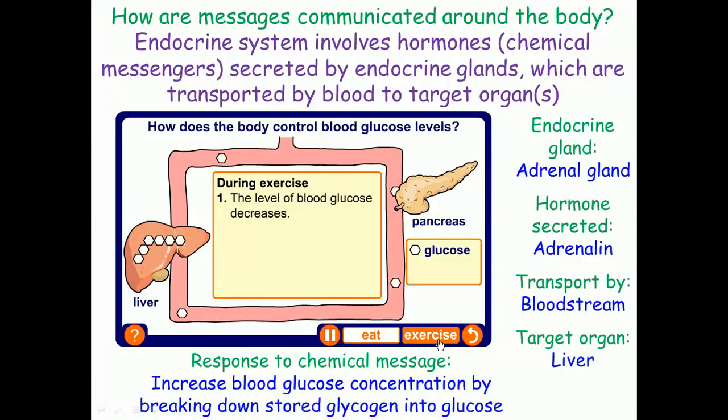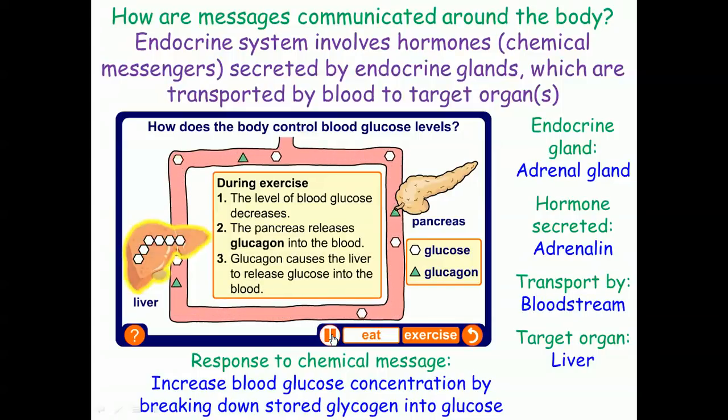So here the endocrine gland is the adrenal gland, the hormone secreted is adrenaline, it's transported by the blood to the liver, and it increases blood glucose concentration by breaking down stored glycogen into glucose. So you can see here that the liver has got stored glycogen. And in the example here, I'm using glucagon as a hormone, but adrenaline does exactly the same thing. It stimulates the liver to break down glycogen. And when it breaks down glycogen into glucose, the glucose is released into the bloodstream, and that increases the amount of glucose. So adrenaline has the same effect as glucagon, where it stimulates the liver to break down stored glycogen into glucose, and the glucose concentration then increases.